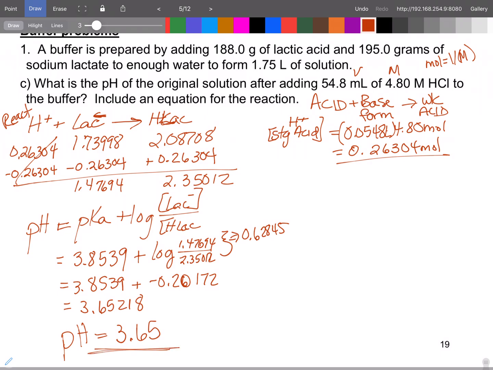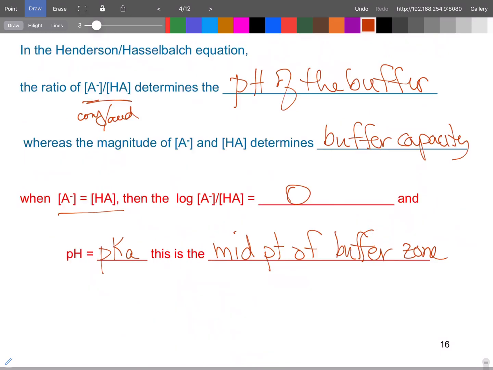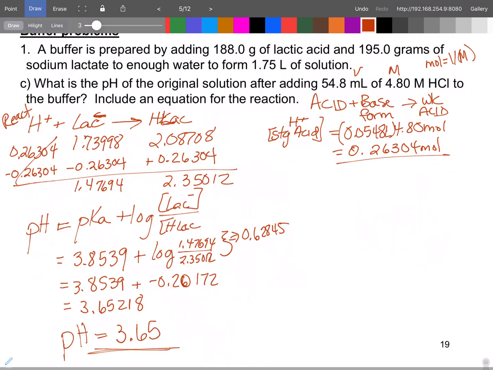Okay? So, if you'll notice from B, we started with the midpoint of the buffer zone at 3.85. The conditions we started with were 3.7, so it was slightly less acidic. Sorry, wrong direction. And then once we added more acid, it became more acidic because strong acid was added. Okay, which makes perfect sense. So when you work these problems, think about, did this make sense?